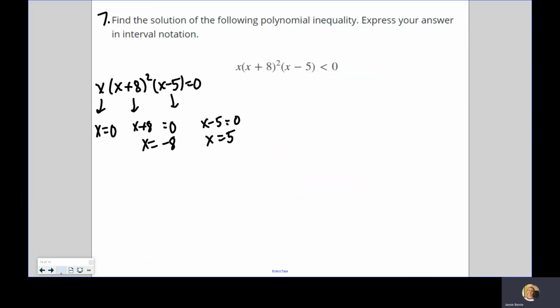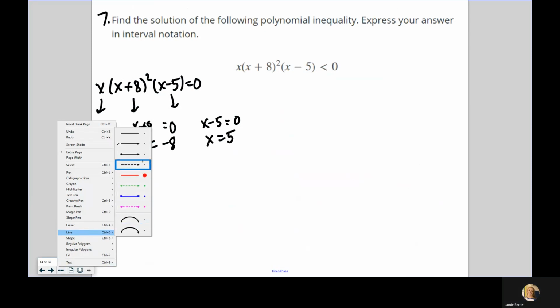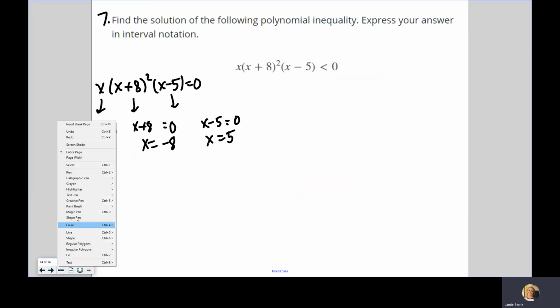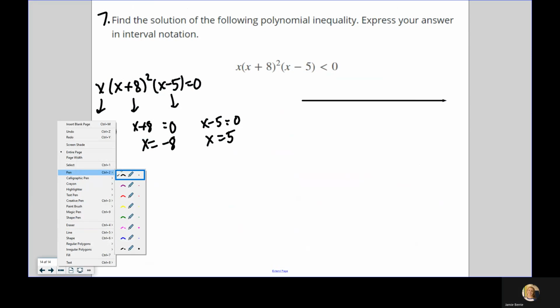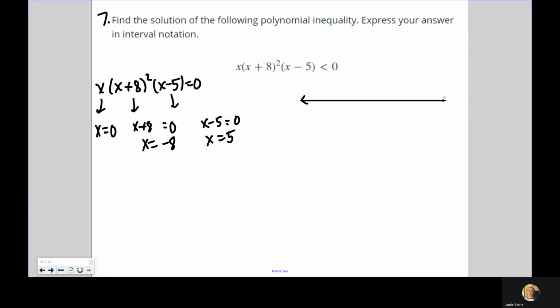All right, so I'm going to make my little number line. Click the wrong one. There we go. All right, so mark your numbers in the correct order. So -8, 0, and 5. You can write the intervals up underneath. That's what I think is good to do. This is a less than, not a less than or equal to, so we're going to use parentheses on all of our intervals.